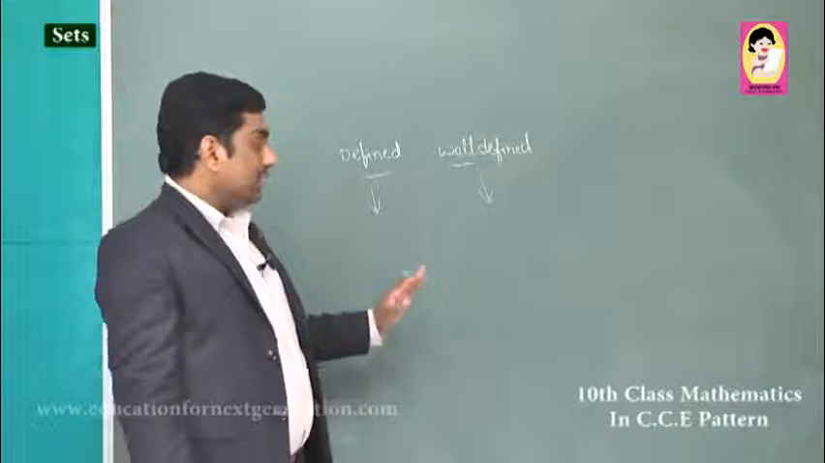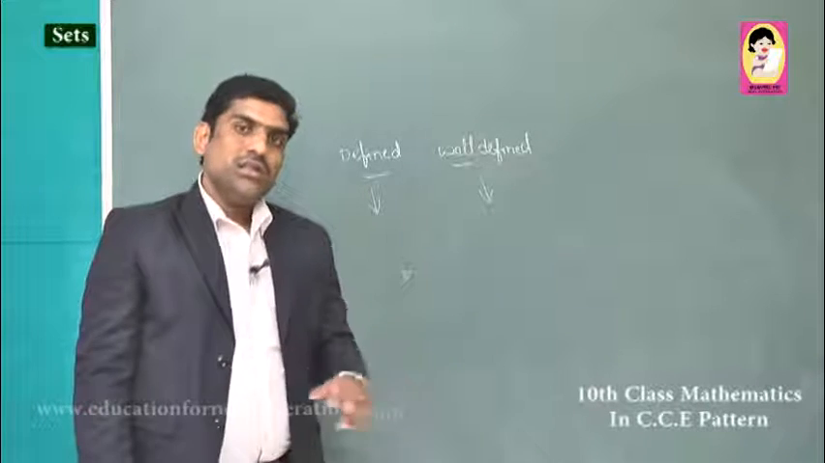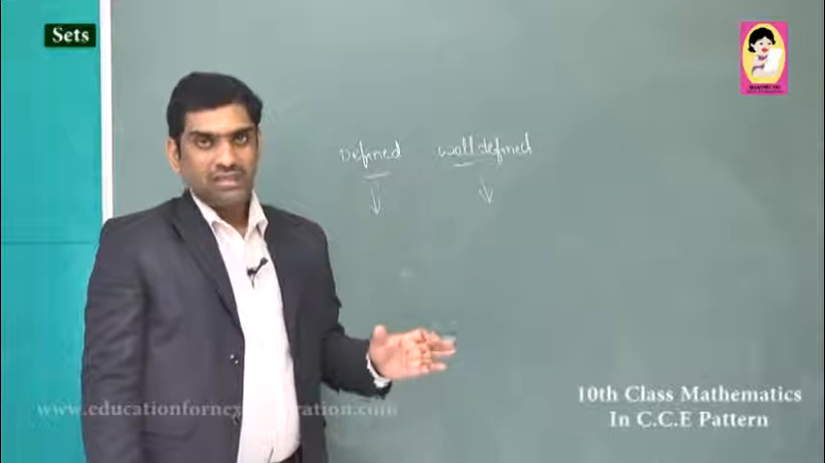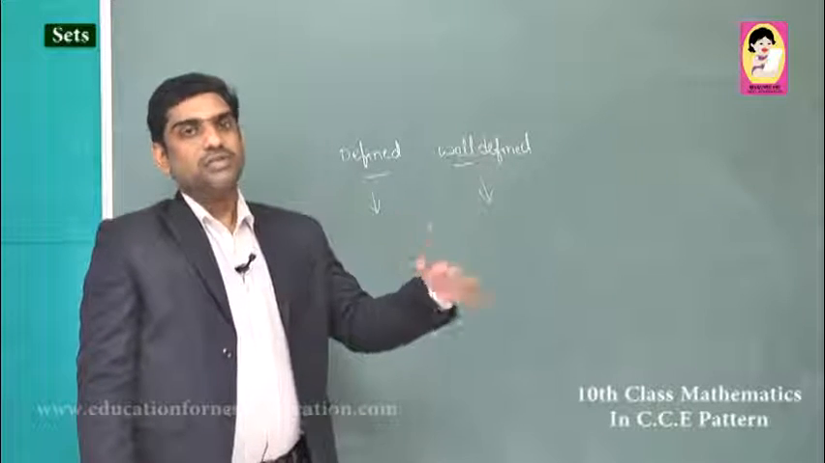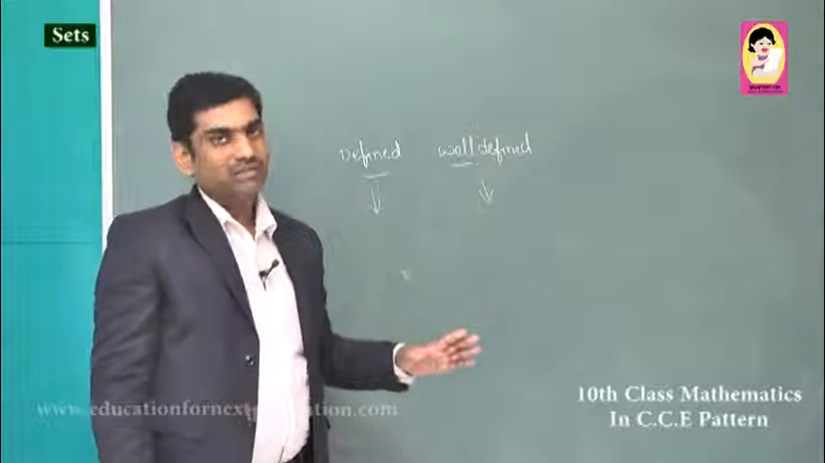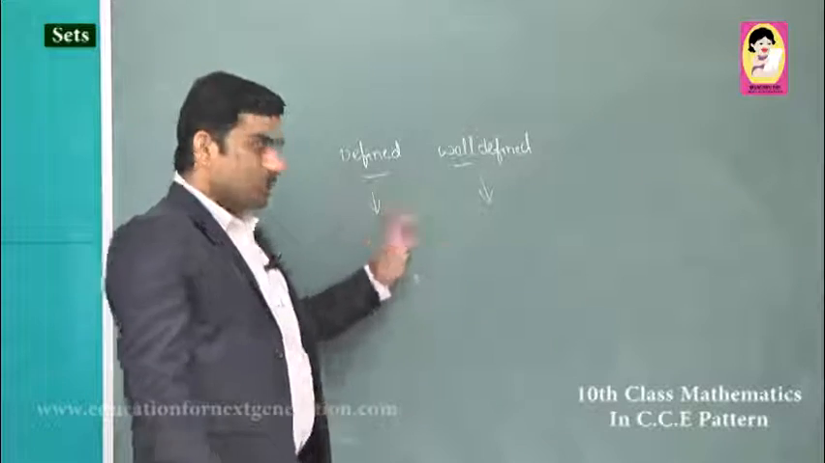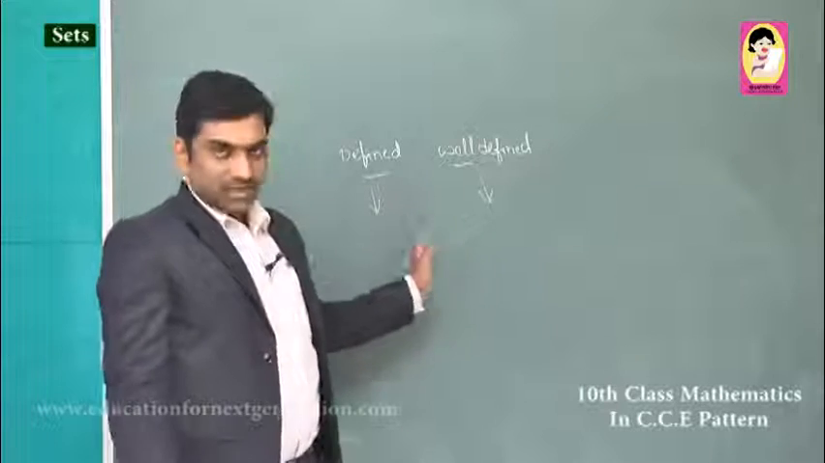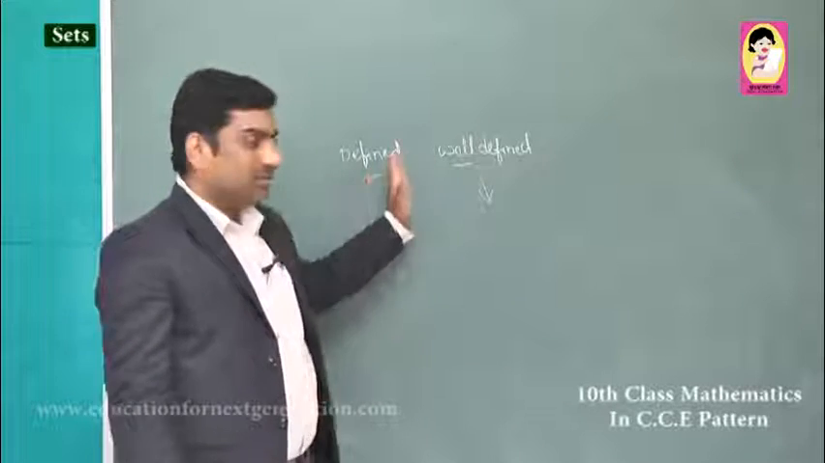And one more, the collection of intelligent students in a classroom. The word intelligent is also not well defined. Intelligence will change from person to person. So it is not a well defined word. Like that, some particular words are there. Now I think you understand the difference between defined and well defined.